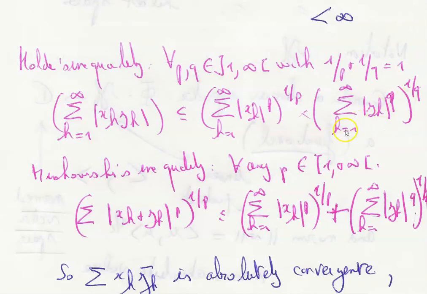Now let's generalize this inequality. I give you the generalization, okay, but I don't demonstrate it. So Holder's inequality is the following: whatever p and q belonging to 1 to infinity with 1 over p plus 1 over q equal to 1, we have that the sum for k from 1 to infinity of the absolute value of xk yk is less than the sum for k from 1 to infinity of the absolute value of xk to the power p, all to the power 1 over p, multiplied by the sum for k from 1 to infinity of the module of yk to the power q, all to the power 1 over q. Sorry, it's p and q here, okay?